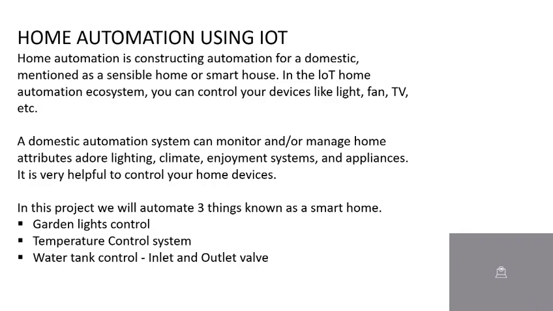In this project, we will automate mainly three things known as a smart home. We will be covering only three parts: controlling garden lights, a temperature control system, and a water tank control system in which we are controlling inlet and outlet valves.